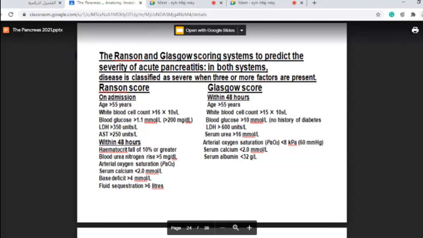Another scoring system, we call it the Glasgow scoring system. In this Glasgow score, within 48 hours: the age of the patient also more than 55 years, WBC more than 15, blood glucose more than 10 millimole per liter, LDH more than 600 units per liter, serum urea more than 16, arterial oxygen saturation less than 60 millimeter mercury, serum calcium less than 2 millimole per liter, and serum albumin less than 32 grams per liter.